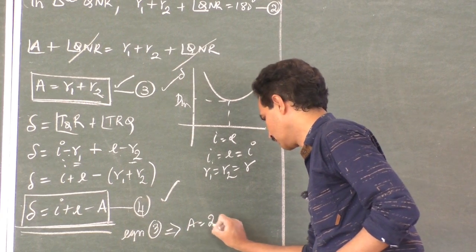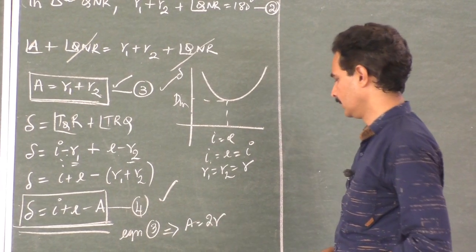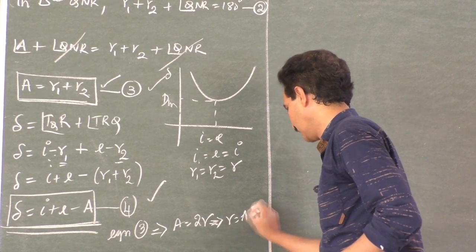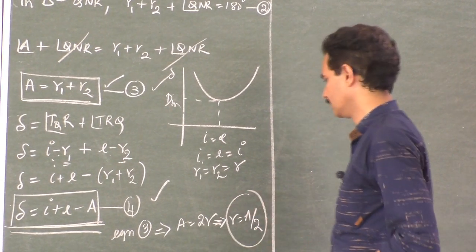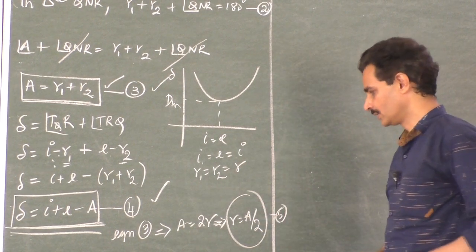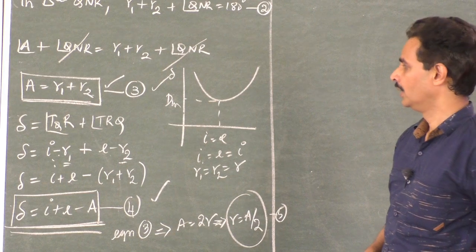2R, A is equal to 2R. Correct? What is R equal to? It implies R is equal to A by 2. This is one equation, so I will name this as 5. Our number of equations is growing.